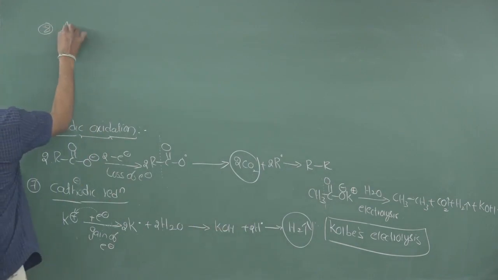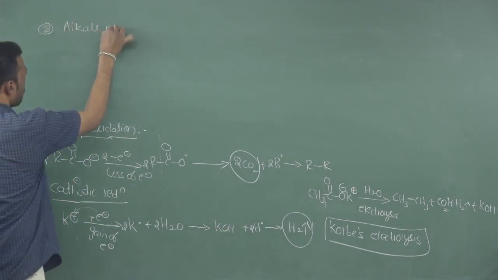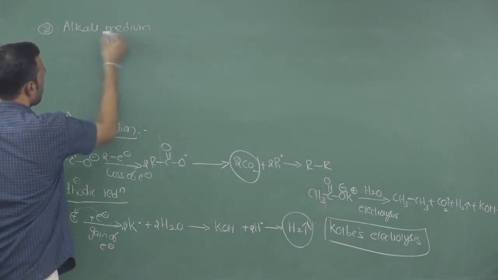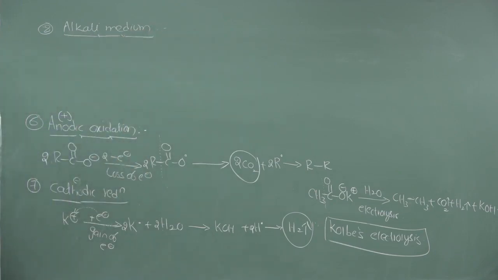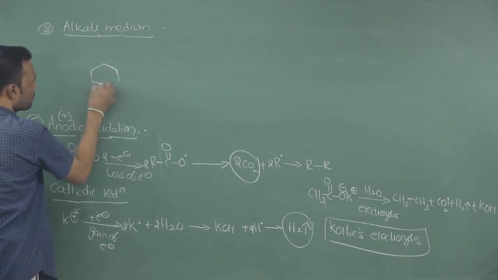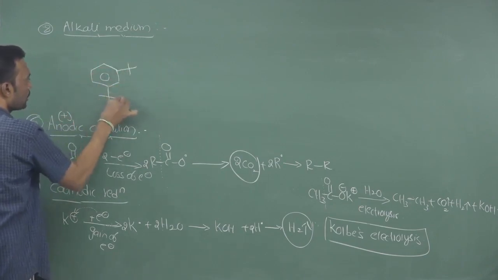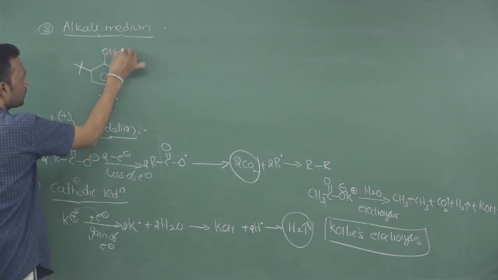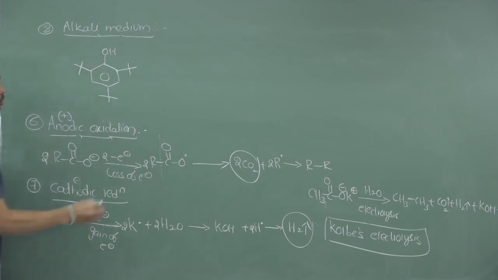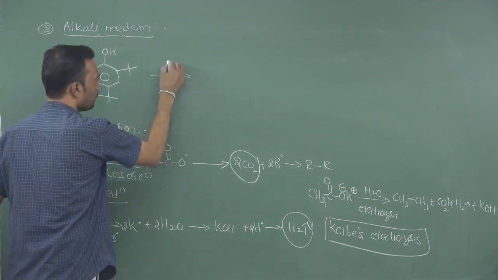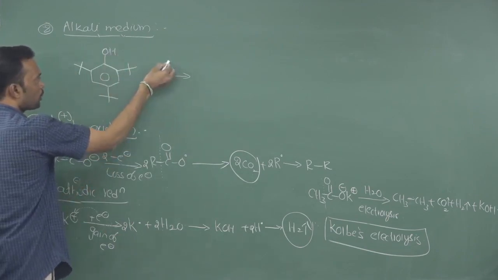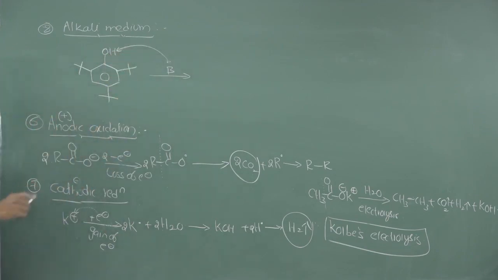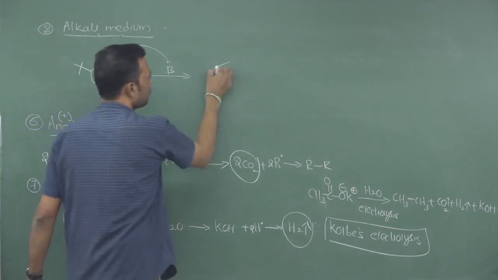So this is the last one. Reaction in alkali medium. We are using an acid-base reaction, and we are preparing one selective reaction. Tertiary butyl, and here I am using a hydroxy. To this hydroxy, I am adding a base. When the base, the alkali medium, is added, it will take a proton from phenol. When phenol loses a proton, it forms a phenoxide ion.